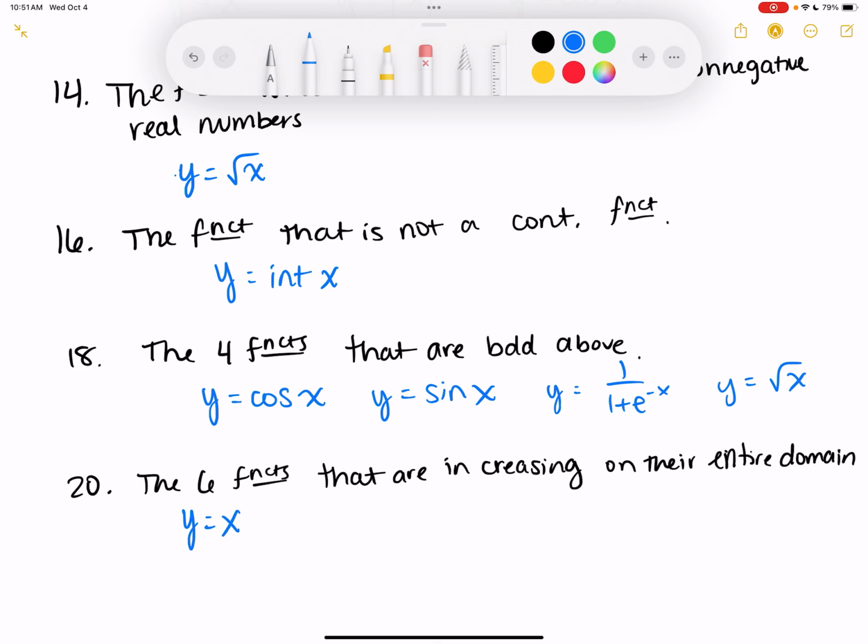Y equals e to the x. Yep, y equals e to the x. Same thing, it starts low and goes high. Y equals x cubed. Y equals ln of x.